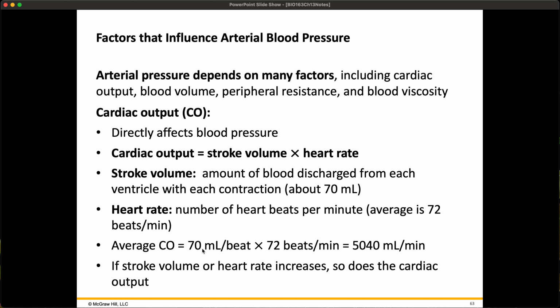Average cardiac output is about 70 milliliters per beat, 72 beats per minute, so about 5 liters a minute or so, which that's a lot of blood. If stroke volume or heart rate increases, so does cardiac output. So those things are kind of all dependent on each other.